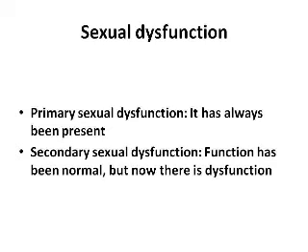We can say that there are two types of sexual dysfunction. First of all, there is primary sexual dysfunction, and those are problems with having sex that have always been present. That is to say, it's always been a problem for the patient. Whereas secondary sexual dysfunction is when the sexual function has been normal, but eventually some dysfunction appears. Secondary sexual dysfunction is much more common than primary sexual dysfunction in terms of epidemiology.